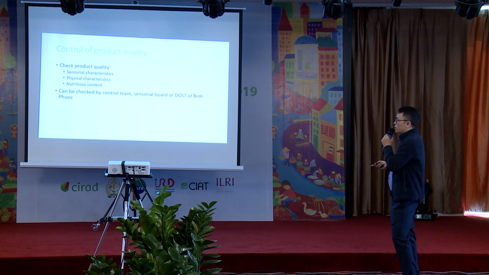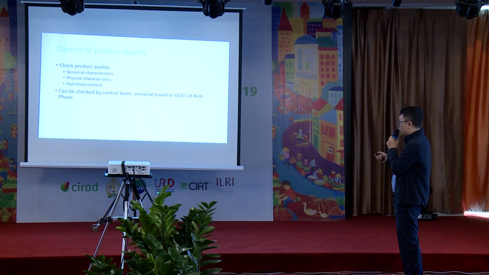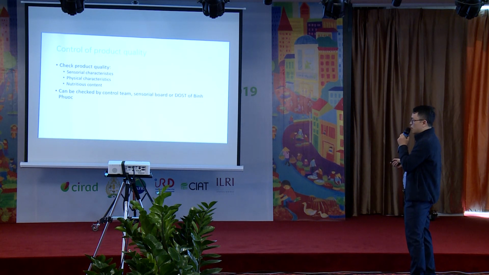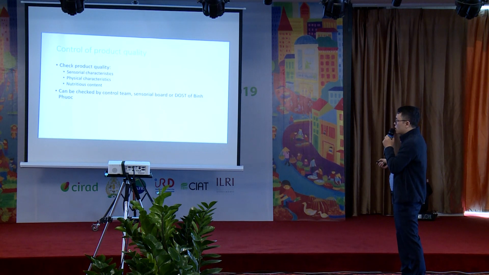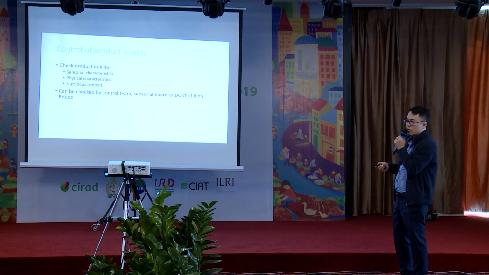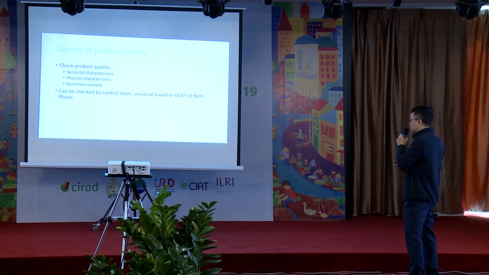So for the control of product quality, I mentioned before that we control the sensorial, the physical characteristic, and the nutrition content. This product quality can be checked by the control team, by the sensorial board or the DOST of Bình Phước. So anyone here can check or has a responsibility to check the product quality.